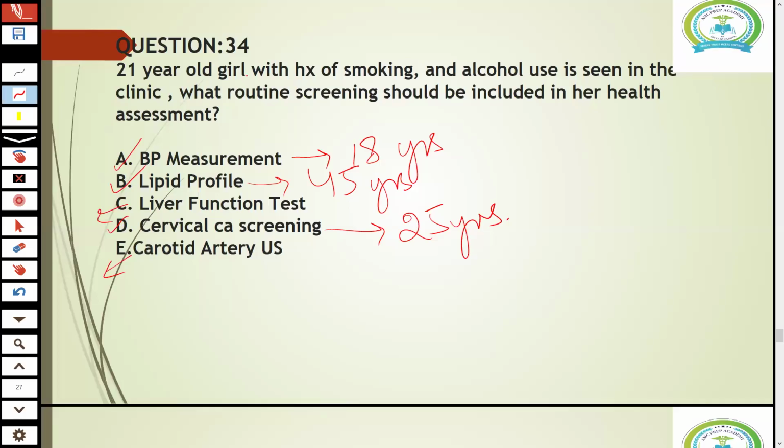Here they gave you risk factors, one being the girl and the other the smoking. These are risk factors for both cervical cancer as well as hypertension. So in that case, we need to see the age of the patient. The patient is 21 years old. Nothing is fixed other than blood pressure measurement because it starts at 18 years. Cervical screening we start at 25 years.